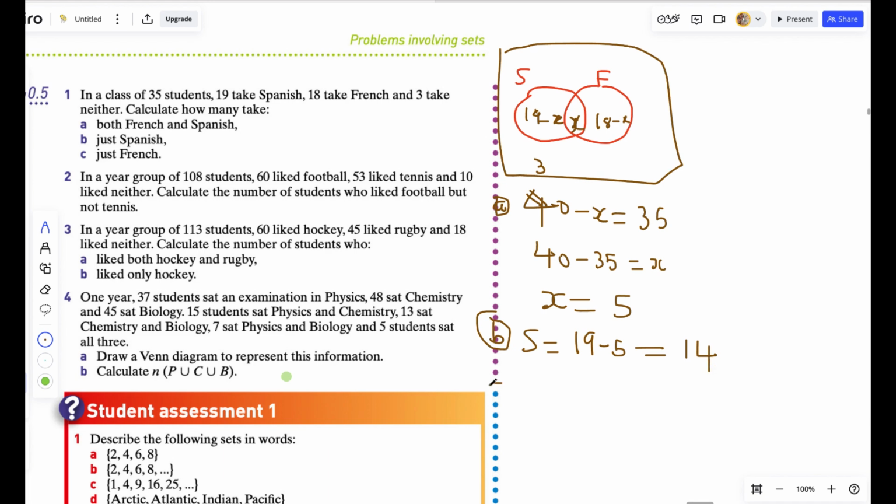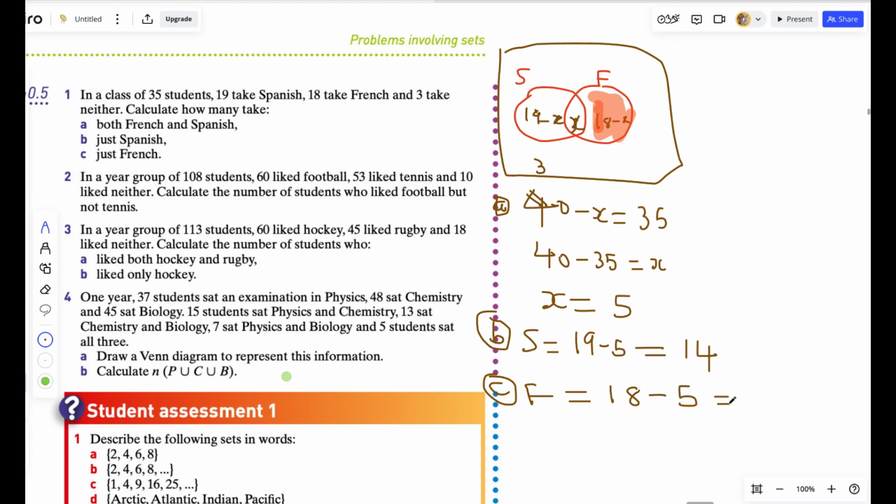Now the C part of the question says we should calculate those who do French only. Just French means French only, meaning only here. French only is only this place: 18 minus x. And x is already 5. We've calculated x to be 5. So French only is 18 minus 5, and we get 13.